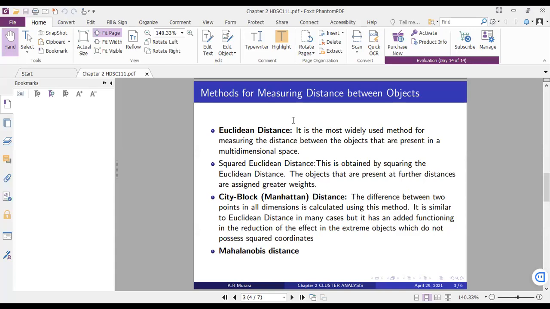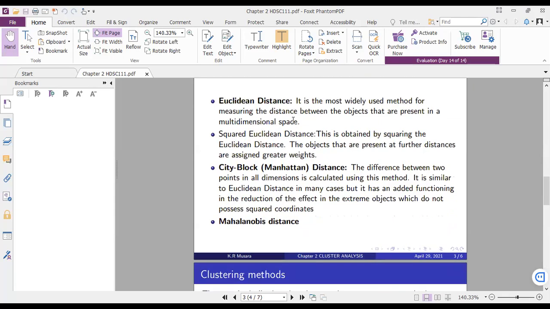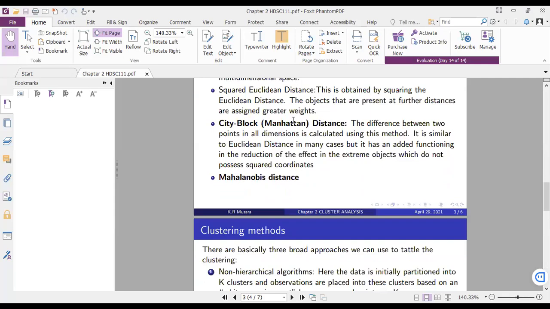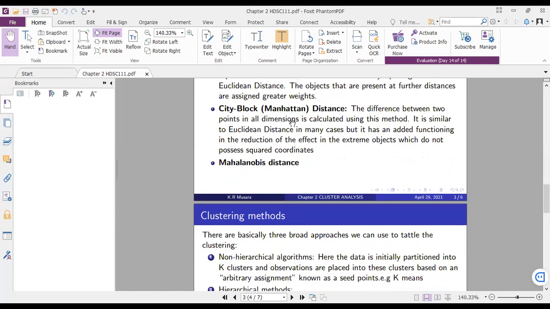So you've got the Euclidean distance, the squared Euclidean distance, the city block distance, and the Mahalanobis distance. All these are distance measures that you can use to come up with similarity of the characteristics that you are looking at, right? These are basically required for you to calculate the difference between object 1 and object 2.